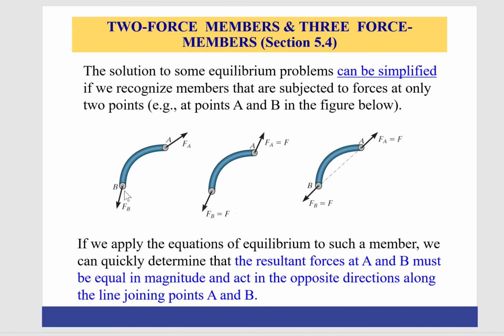We have a member that has two ends, A and B, and each end has a force acting on it. For this member to be stable or under equilibrium, the summation of the force vectors FA and FB must be 0. And this only takes place when these two forces are aligned along the line connecting A and B, on the condition that there is no other force in between A and B acting on that member.